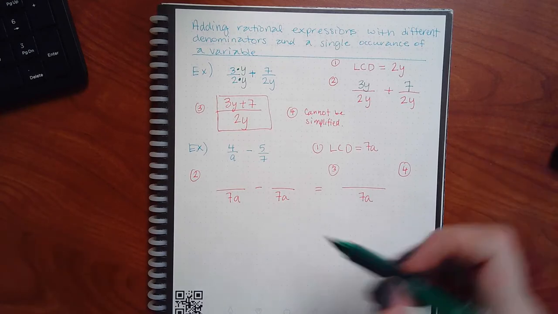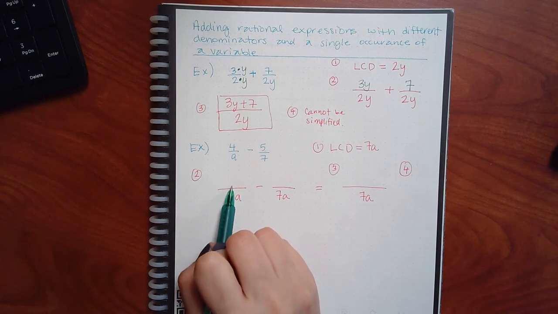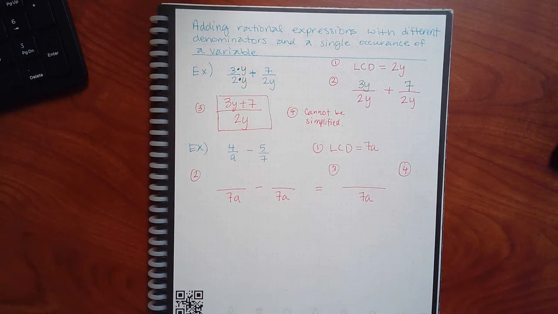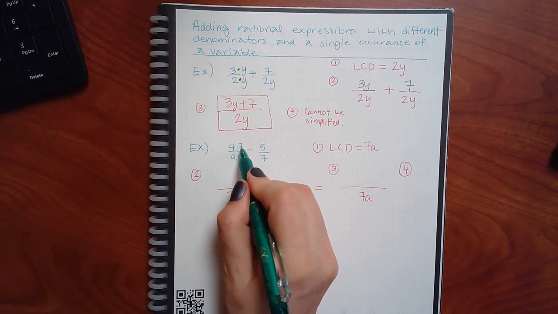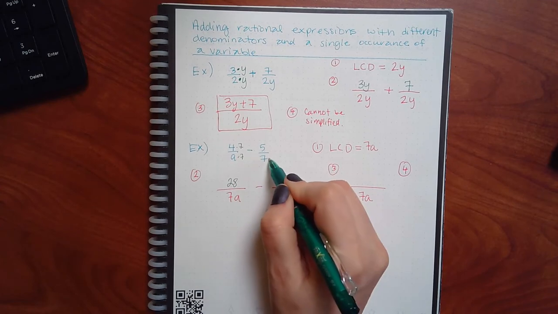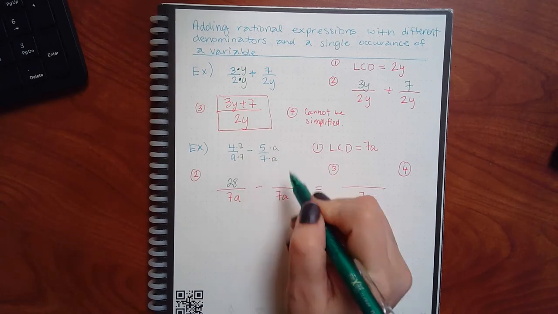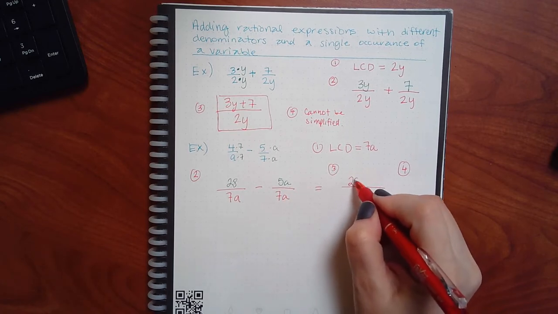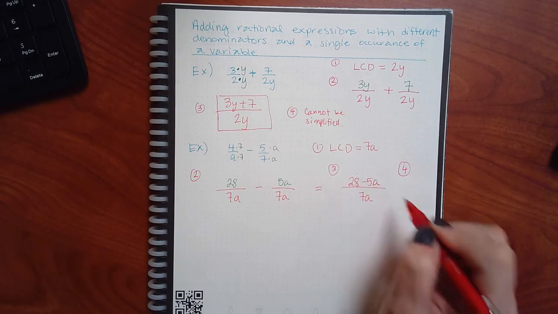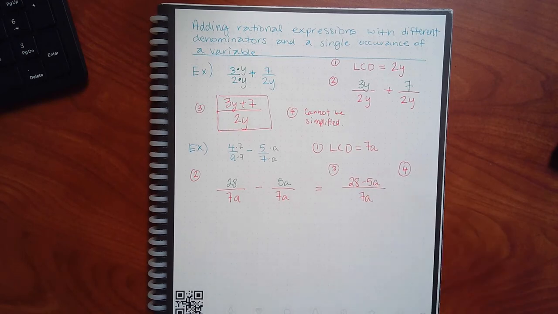Do you know it, Juan? What goes up here? 28 is going to go up there. To get the 28, I need the 7 over there. Yep, that's 28. And over here I need the A, so we have 5A. What would be in this? 28 minus 5A. Can you factor that? Let me look at it. Nope. So then you don't have a step 4, the simplified version, right?